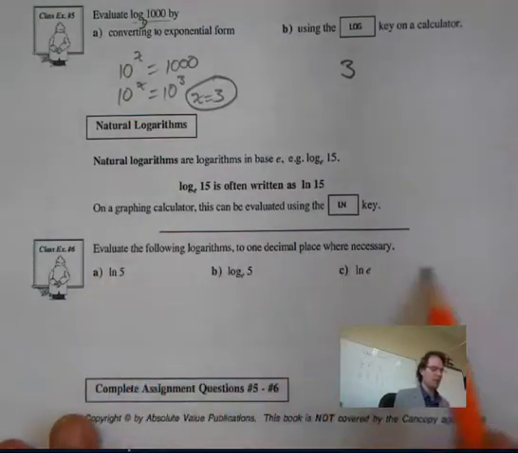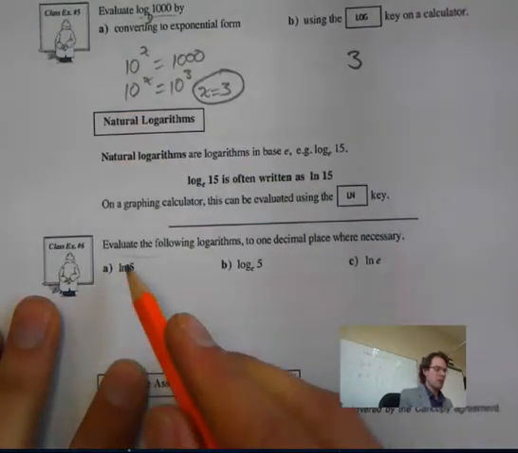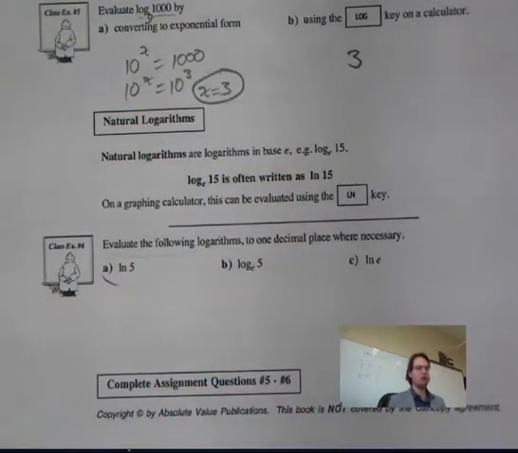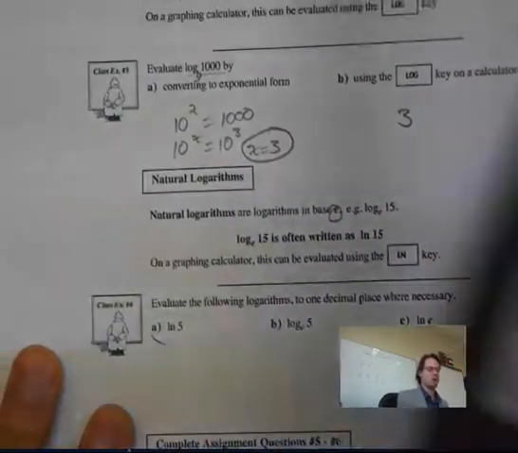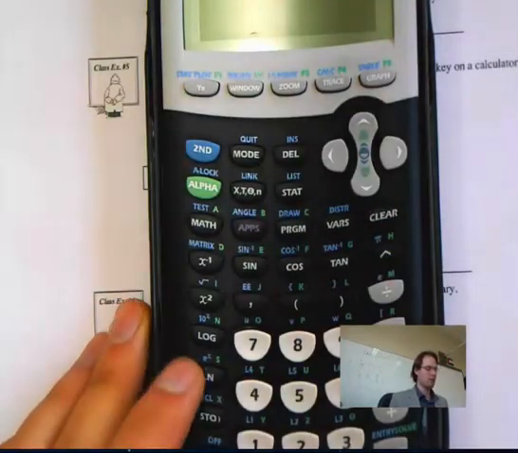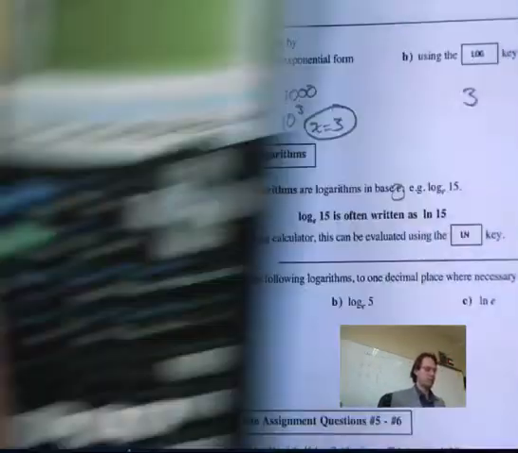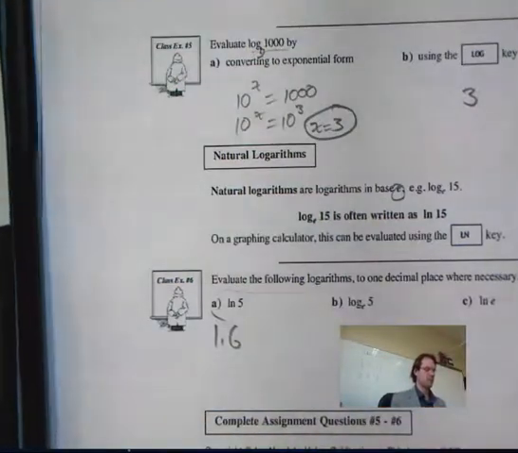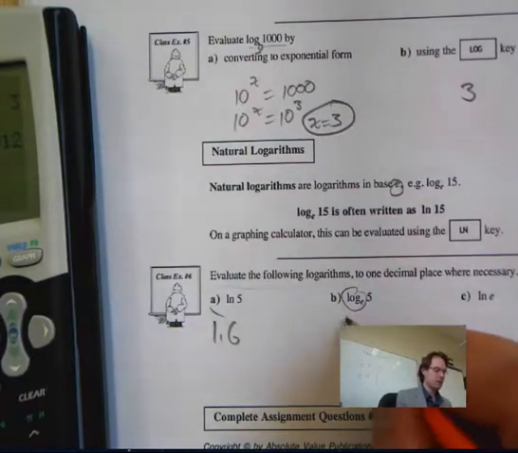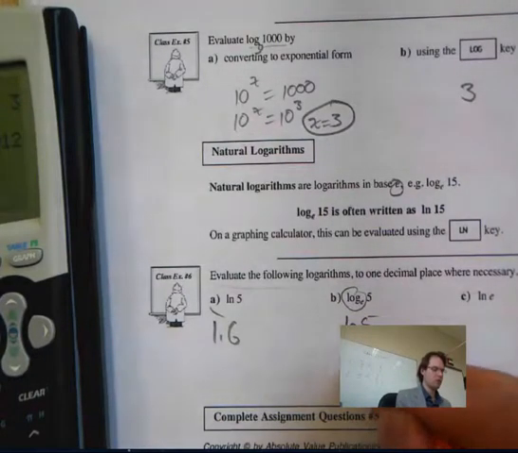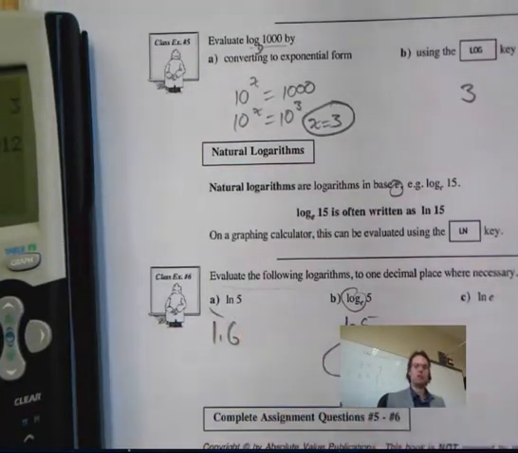Now it says evaluate the following logarithms to one decimal place where necessary. And we're using the natural logs. Well, natural log is just if your base is e. So that's all that that's saying. So in our calculator, we are just going to put natural log of, what does it want? 5, which is 1.6. Okay? 1.6. Now this next one is the same thing as saying, which is also 1.6, because that's the same as that. Because we're in base e, and that's what the natural log means.